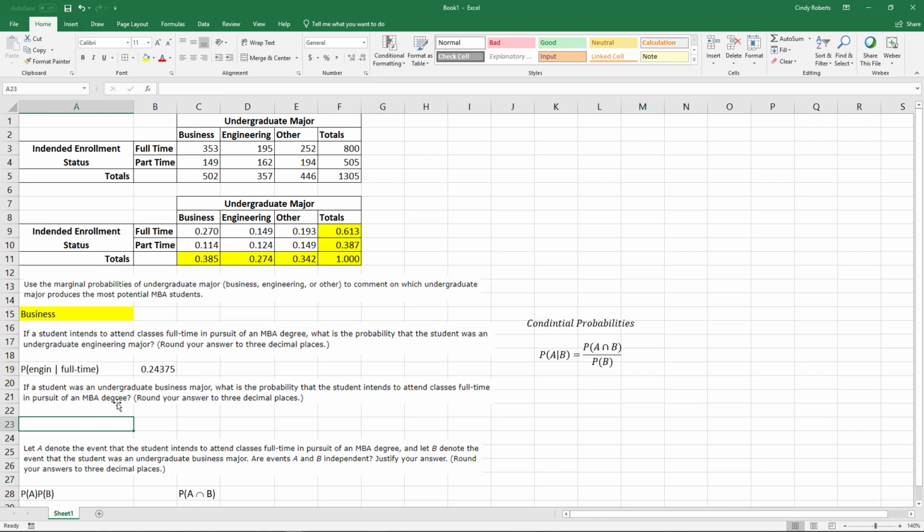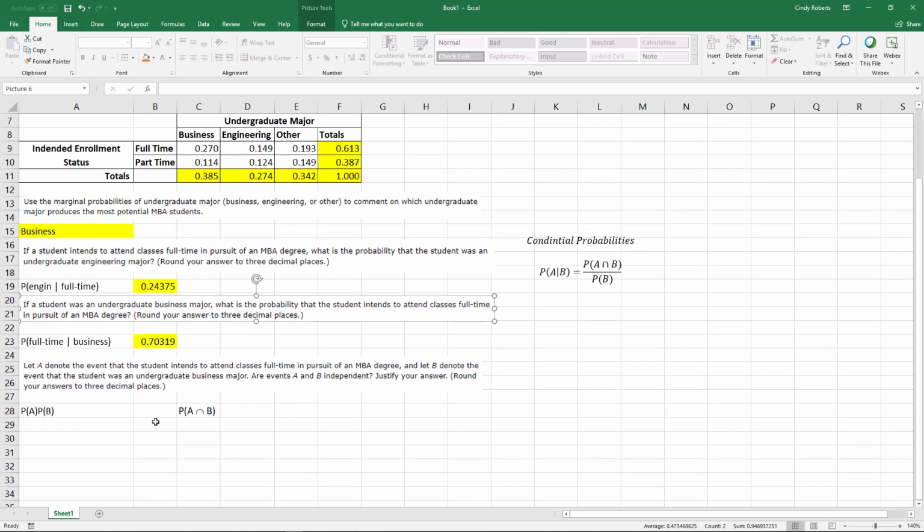All right, then here it says if a student was an undergraduate business major. Once again, that's the given. You already know they were a business major. What's the probability they are going to attend class full time? So I'm looking for the probability they're going to go full time given they're a business major. This is how conditional probabilities work. Once again, the numerator would be full time and business right there, and then divided by the probability that they're business. Let's highlight those since those are my answers.